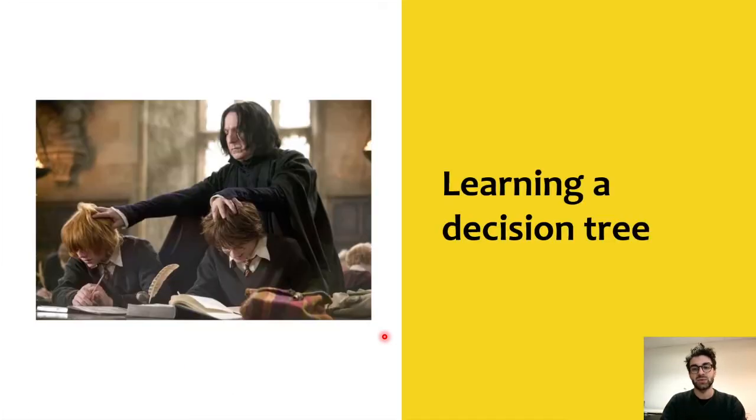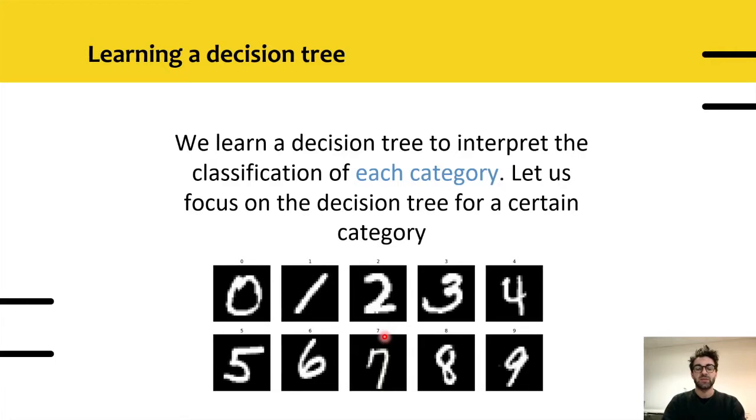Now let's go to learn the decision tree. The most important thing for this paper is that we have to learn a decision tree to interpret the classification of each category. So from now on we can focus on the decision tree for a certain category, which means, for example, for the MNIST dataset, that we concentrate just on the prediction for a certain input image, for the prediction of 0, for the prediction of 1, and so on.